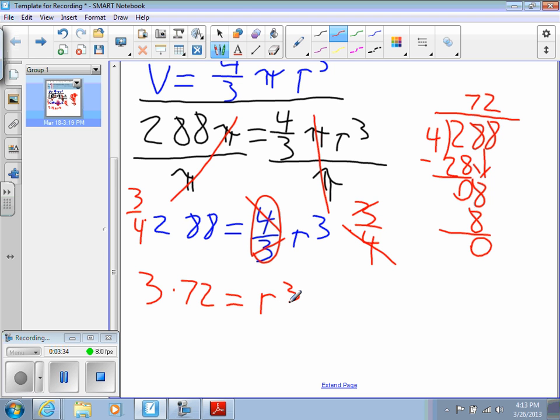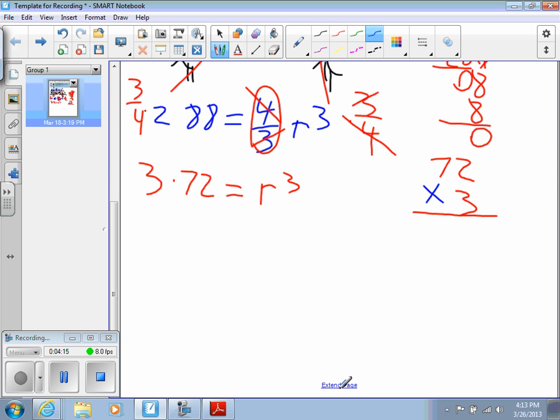equals r cubed. And in case I hadn't mentioned it yet, when we multiply a whole number times a fraction, what we're doing is we're multiplying the whole number by the top of the fraction and dividing by the bottom of the fraction. It does not matter whether we divide first or multiply first. In this case, I divided first because it gave me a smaller number and made it convenient. Now I just need to do 3 times 72. So I've got 72, and I'm going to multiply it by 3. And I'm going to go ahead and change colors and try to give myself a little more room while I'm at it. Let's extend the page.